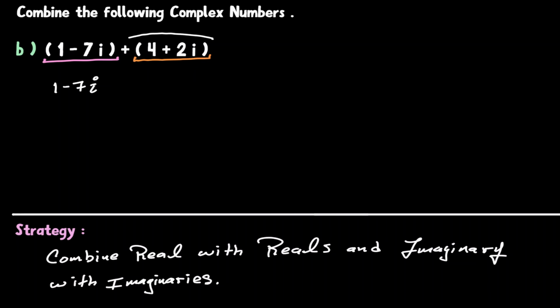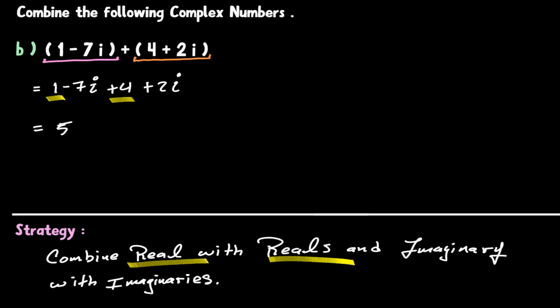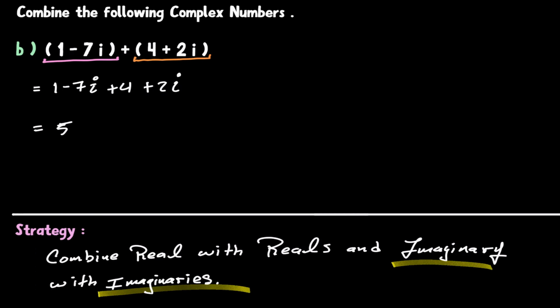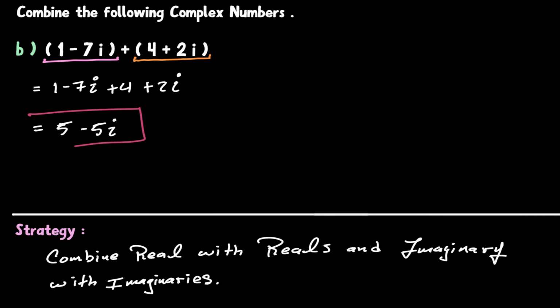And in our second parenthesis, we are adding, so we can just bring that down as well, adding 4 and adding 2i. And now let's combine reals with reals, which in this case are 1 and positive 4. When we add them up, that's positive 5. And now let's combine imaginaries with imaginaries, which in this case is negative 7i. And now let's add 2i, which is going to give us a total of negative 5i. So we are done.